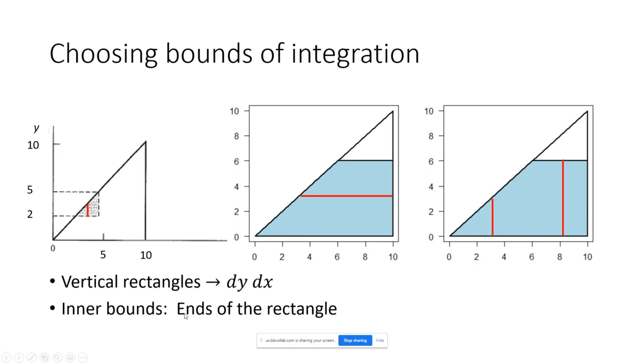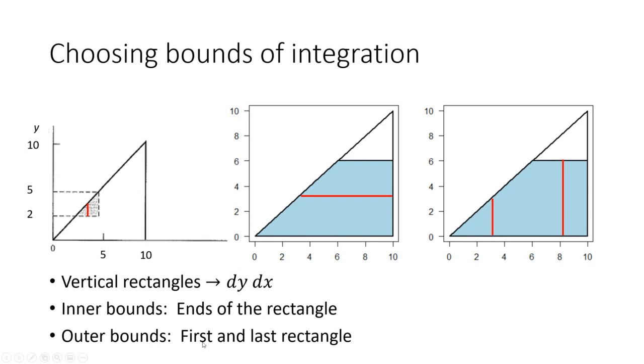The inner bounds of our limits of integration then are going to be the bottom and top ends of the rectangle. So our inner integral would be dy. Y is going from 2 up to x. And our outer bounds would be the position of the first and last rectangle. So the first rectangle would be at x equals 2, and our last rectangle would be at x equals 5. So our outer integral goes from 2 to 5. Questions about that part?